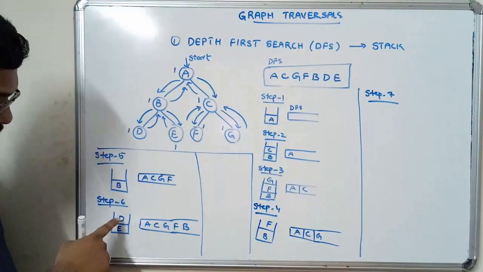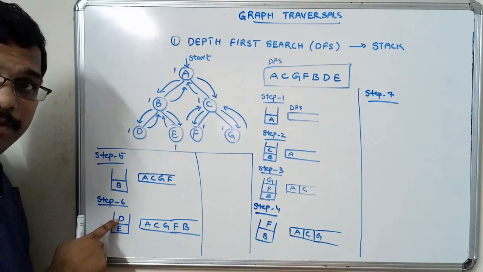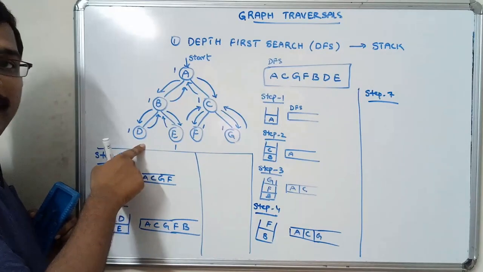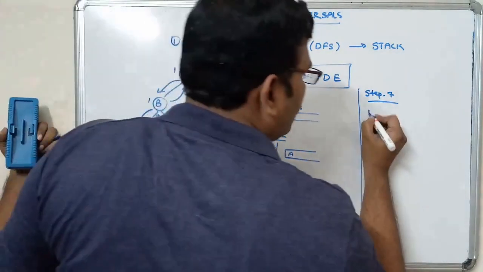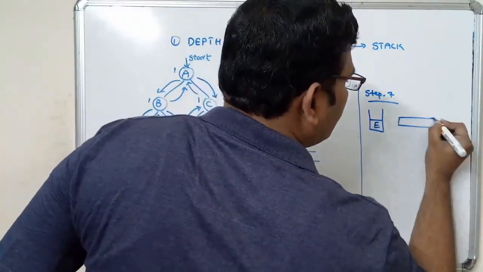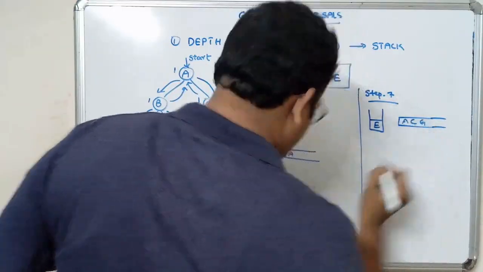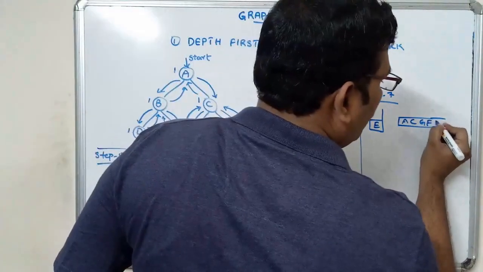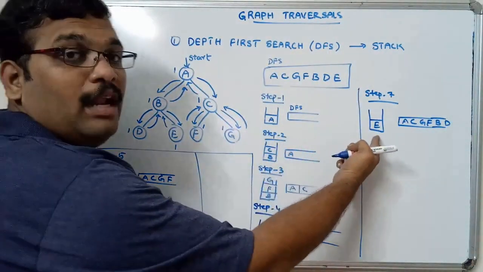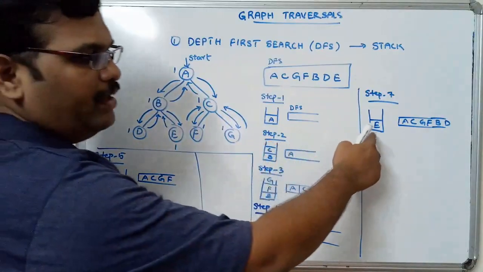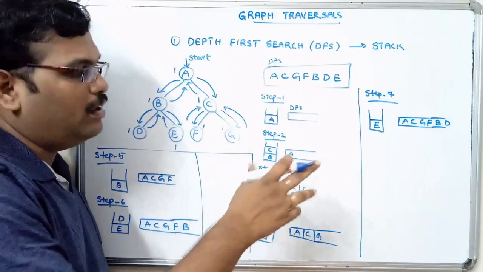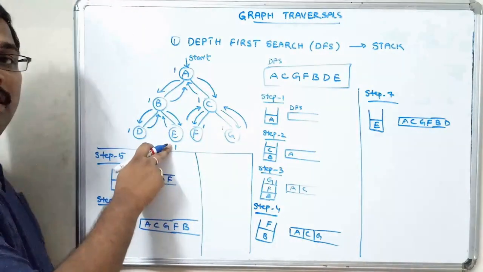What we have to do? Again, pop the element and push the adjacent nodes into the stack. So here D is having no adjacent nodes, just pop the element. So in step 7, the stack has E, and the DFS is A, C, G, F, B and D. Now only one element is in the stack. Apply the same thing: pop the element from the stack and place the adjacent nodes of that node into the stack. Here E is also having no adjacent nodes.